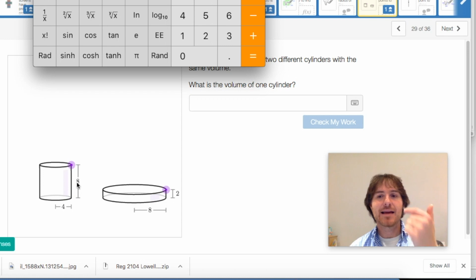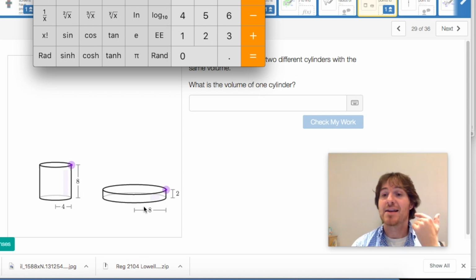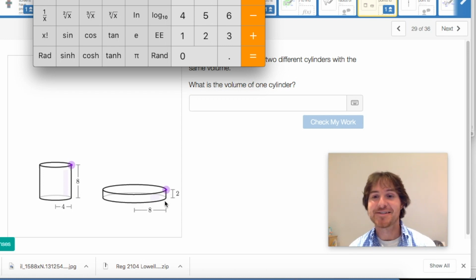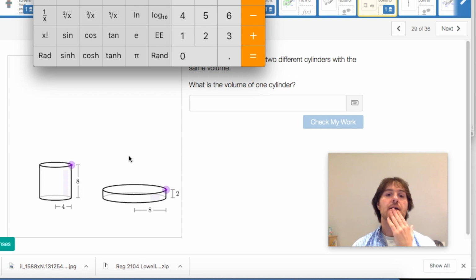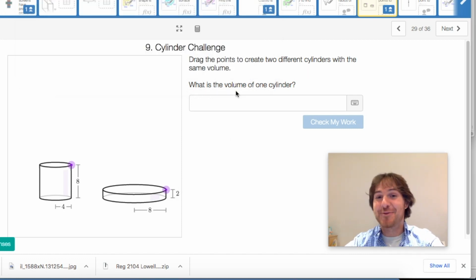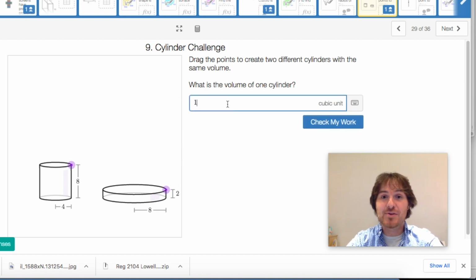So 16 times 8 is the same thing as 64 times 2, right? 64 times 2. And so that would get us the same thing, okay? What's my volume here? Well, let's use this one. Will be 128, right? 128, because this is 8 squared. Pi r squared, right, would be 64 pi, and then times 2 would be 128 pi. So that's what I got for this one here. And we don't have any units, so I'm just going to do 128, put in pi. Be good to go. Check my work.